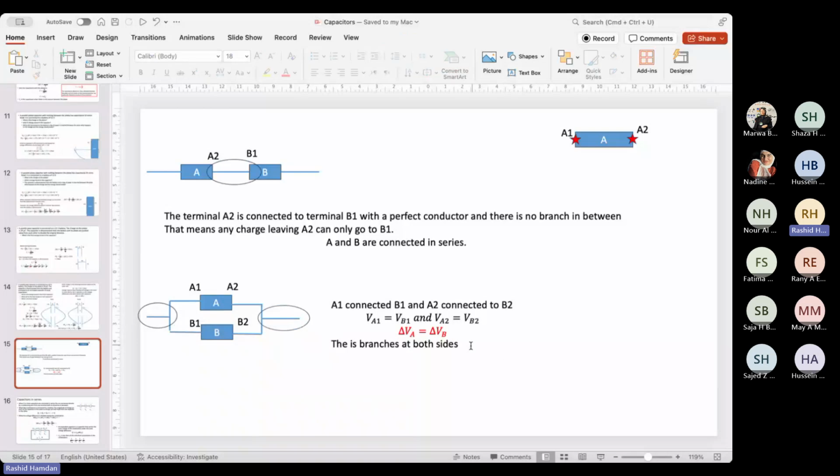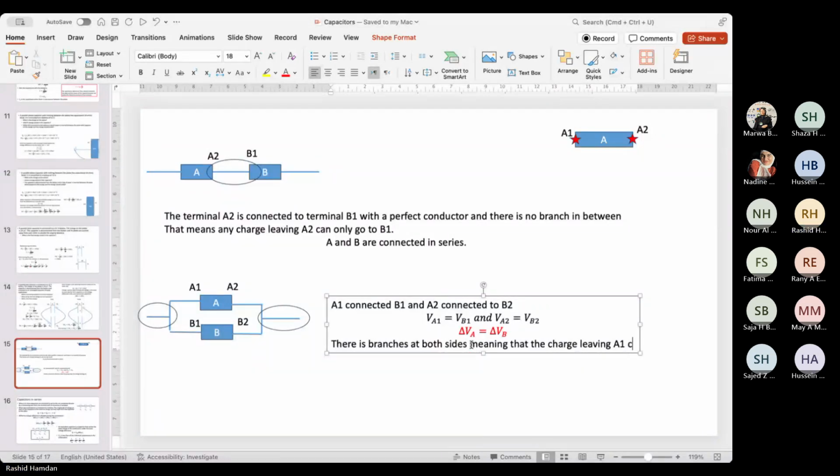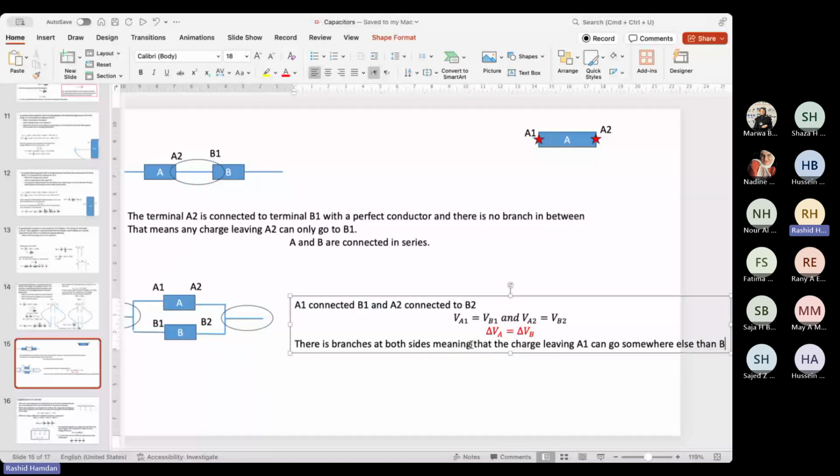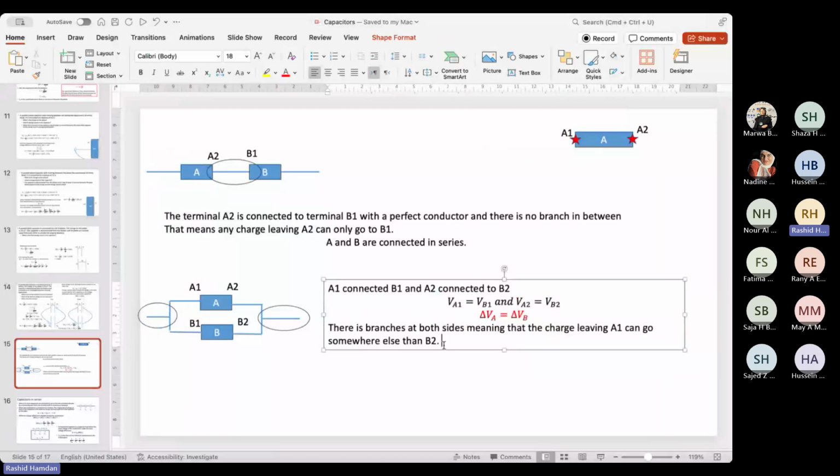So there are branches at both sides. It means that the charge leaving A1 can go somewhere else than B2, and the same on the other side. This is called parallel connection.